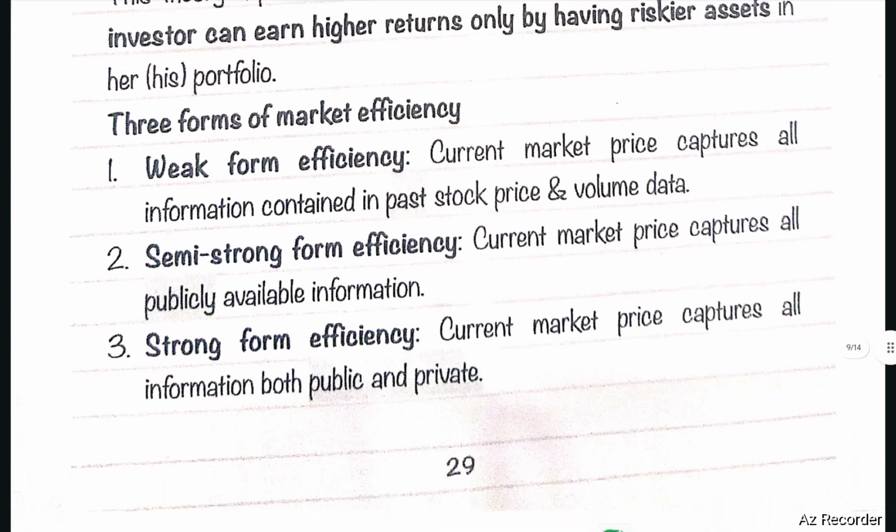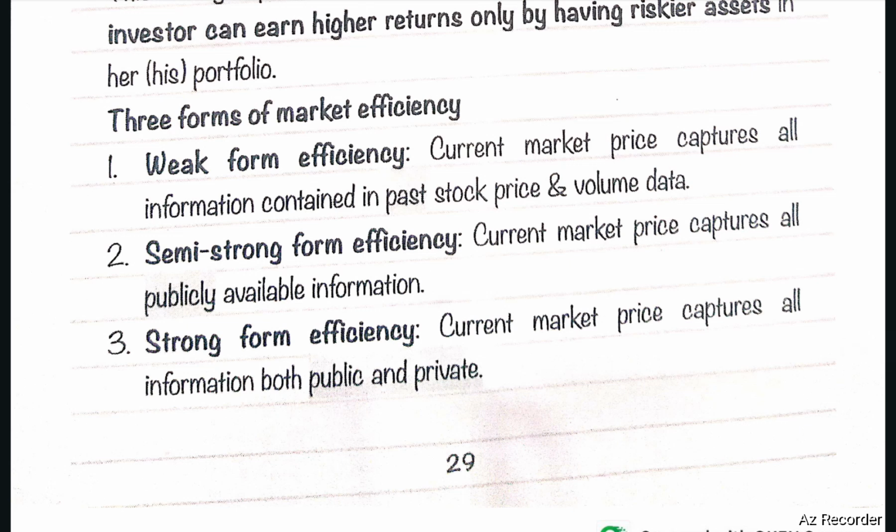Three forms of market efficiency: weak form of efficiency, semi-strong form of efficiency, strong form of efficiency. Weak form of efficiency: the current market price captures all information contained in past stock price and volume data. Semi-strong form of efficiency: the current market price captures all publicly available information. Strong form of efficiency: the current market price captures all information, both public as well as private.